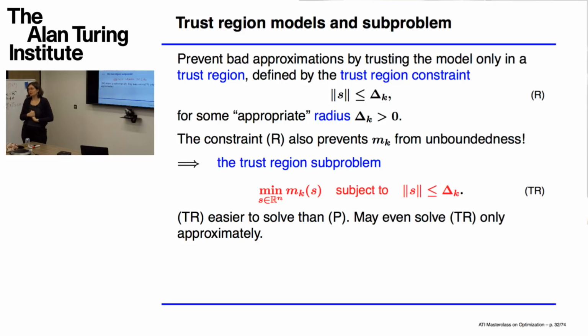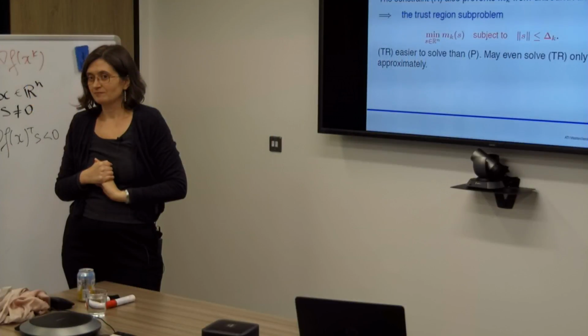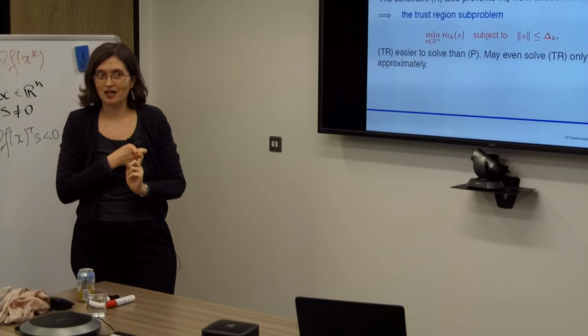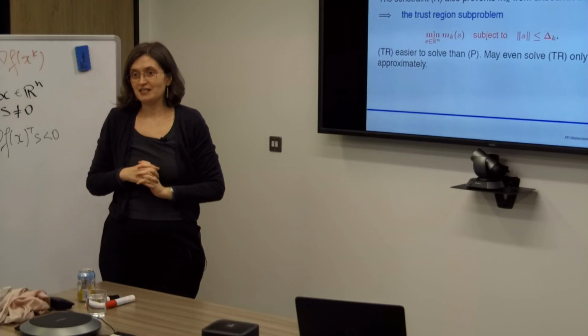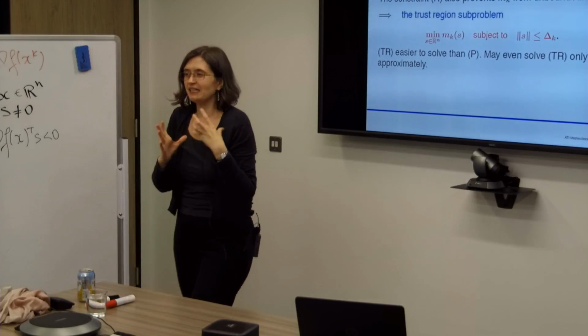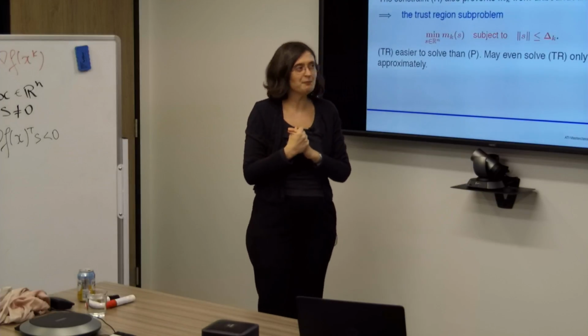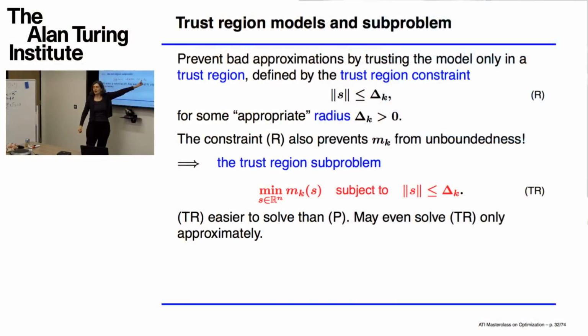So what could go wrong in this method? We don't know Delta_k. That's right. Because we don't know exactly in what region I should trust my model, what could happen is that if Delta_k is too large, yes, I've minimized my model, but have I decreased my function at the next point? That may not be the case. But before we go on to that, let me illustrate a little bit.